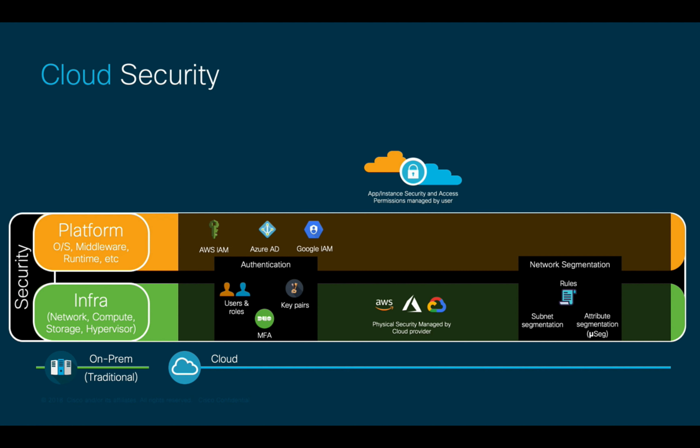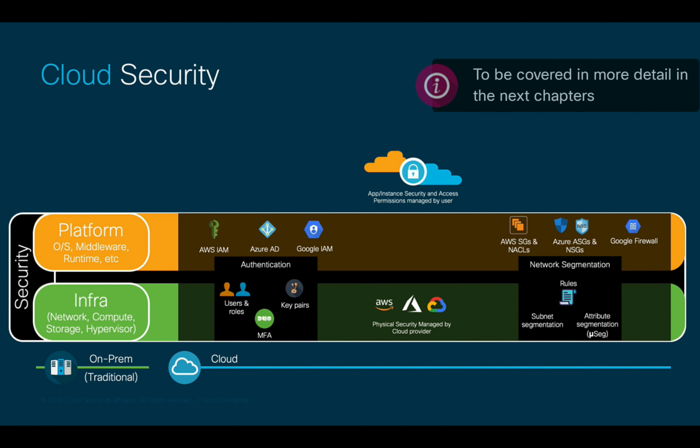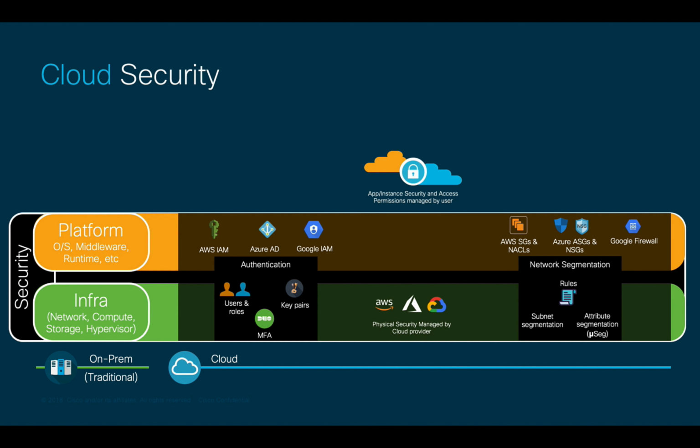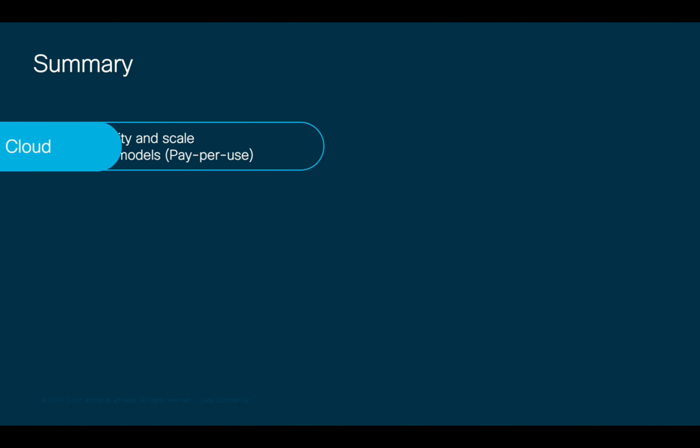Instead of VLANs or EPGs, cloud providers use security groups and NACLs in the case of AWS, ASGs and NSGs on Azure, and firewalls if using Google Cloud. We will cover these in more detail in the next chapters. Then, just like on-premises, having L4, L7 services and advanced security and vulnerability detection features may also be needed. Although some of these may be provided by some cloud-native services, organizations may choose to implement their own solutions directly on the cloud.